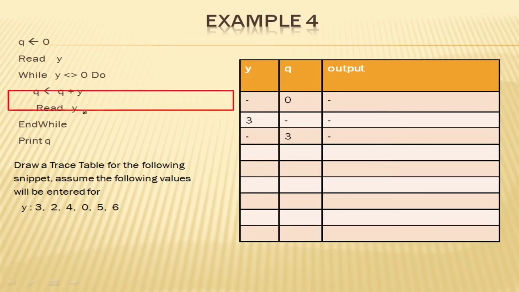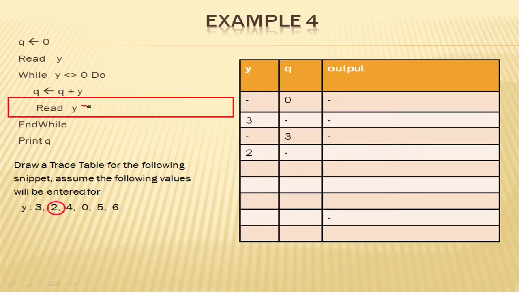Once we do that, we're going to move to the next statement, and it says that we're supposed to read y. The next value that we're going to enter for y is 2 based on the question. So underneath the y column we put the value 2. There is no value for q in this line, so we put a dash. There is no output in this line, so we put a dash here as well. Then we're going to move to the next row.